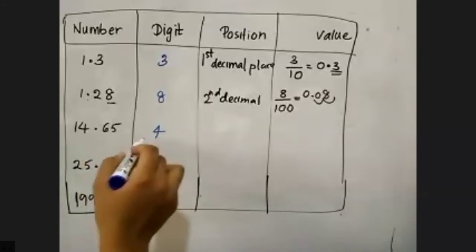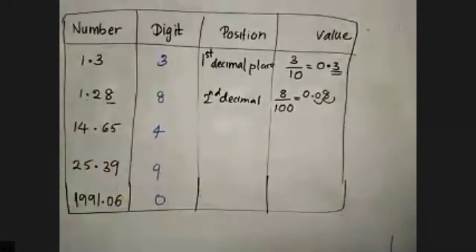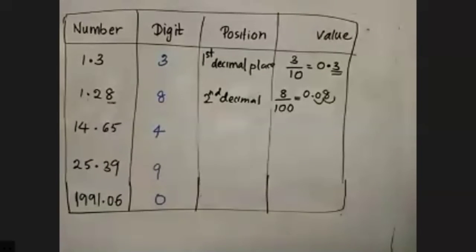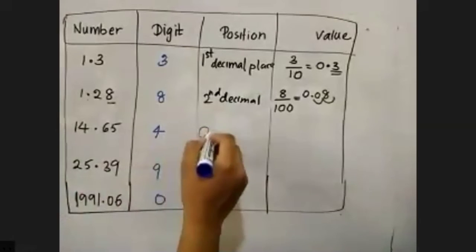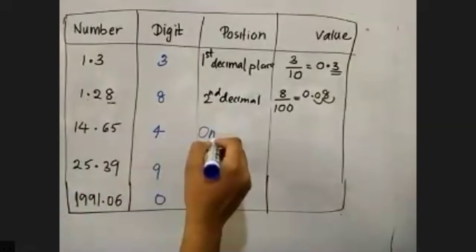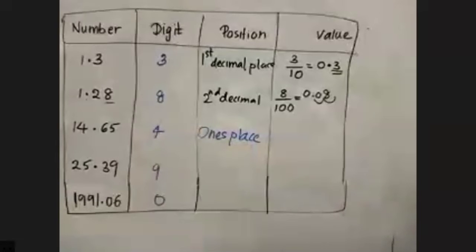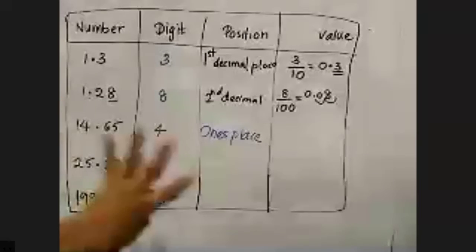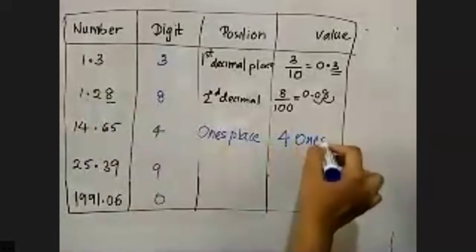14.65. Number 4 is not in the first decimal, not in the second decimal. So that 4 is in the ones place. In the previous note I gave you, it is in the ones place. So we call it the ones place. And the value of that one is, how many ones are there? 4 ones are there. So the value is just 4 ones, right?